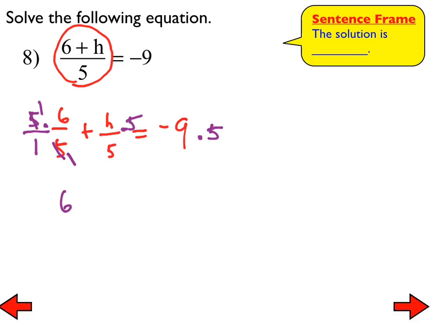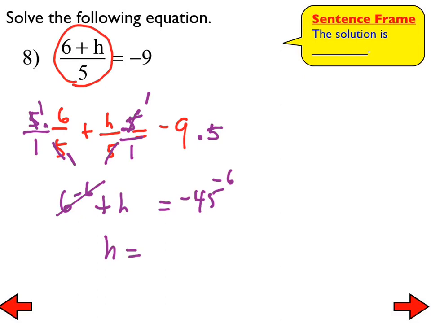What's h over 5 times 5? It's not 1. Let me try that again. What is h over 5 times 5? It's just h. Once again, just like in the previous one, if it makes you feel better, make the 5 over 1, and you can do some cross-dividing. And you have 1h over 1, which is just h. And then, of course, negative 9 times 5 is negative 45. And then subtract 6 from both sides, and h is negative 51.